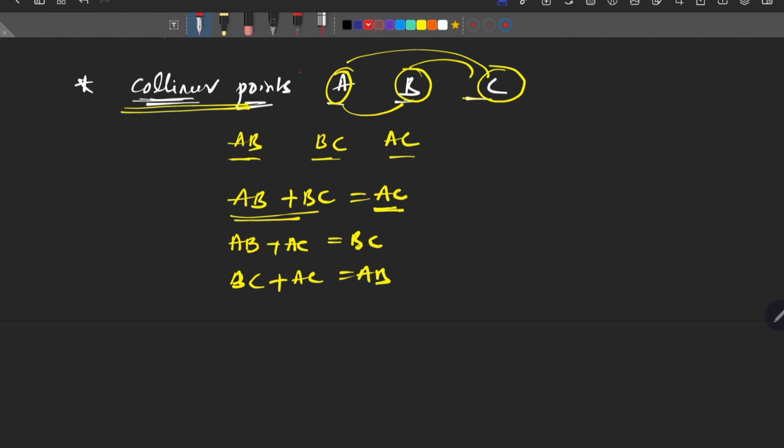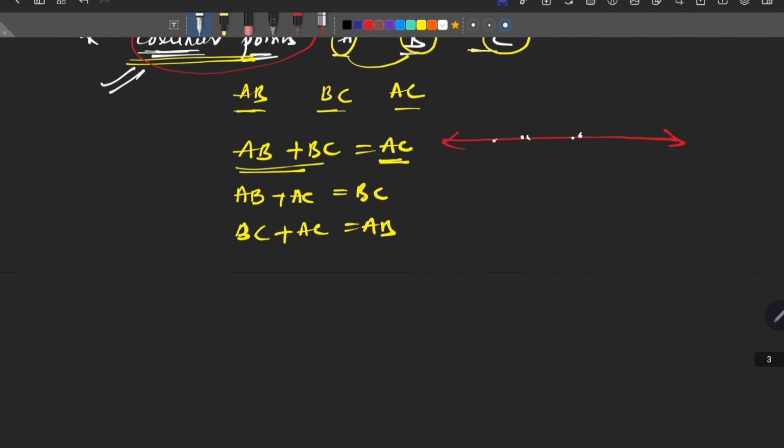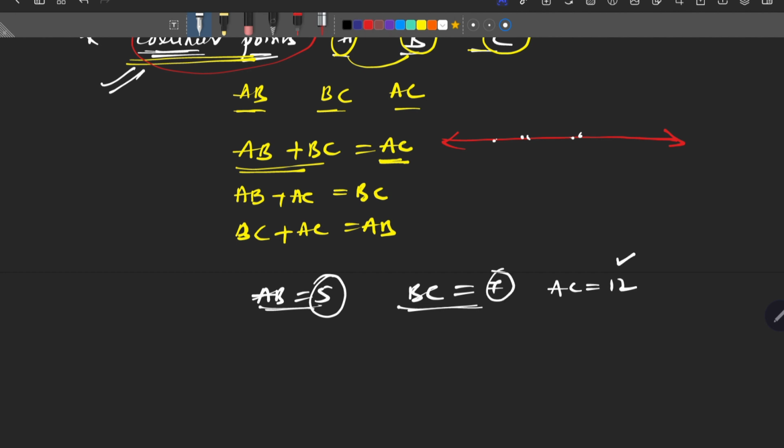First, what is meant by collinear points? If the points you take are all located on the same line, the points are called collinear points. Let us take an example to understand better. Let us consider AB is equal to 5 units, BC is equal to 7 units. Suppose I got AC equal to 12 units. Now observe very carefully, 5 plus 7 we are getting 12.